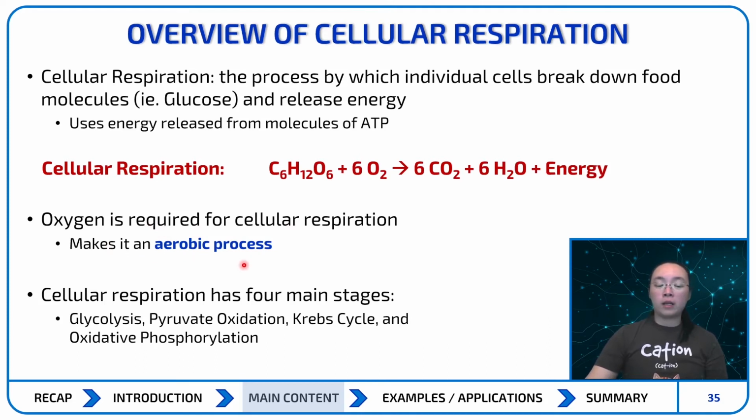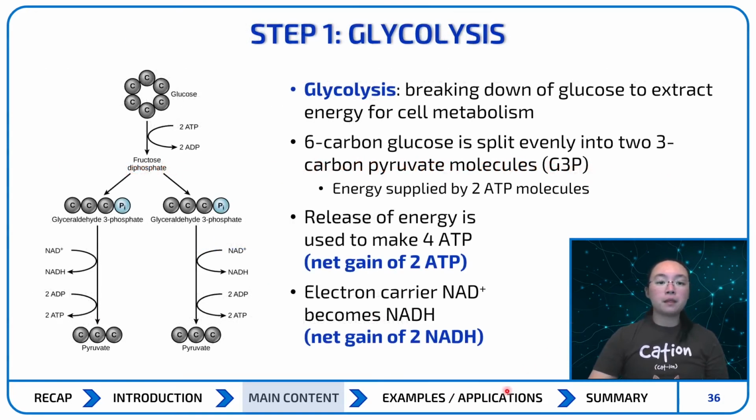It makes it an aerobic process, and it has 4 main stages, which I just mentioned. We're going to go through each one separately. So with glycolysis, it's the breaking down of glucose to extract energy for cell metabolism. You have a 6-carbon glucose that's split evenly into 2 3-carbon pyruvate molecules from the energy provided by 2 ATPs. So you end up with fructose diphosphate, which ends up with G3P, glyceraldehyde 3-phosphate, 2 of them. And the release of energy is used to make 4 ATP.